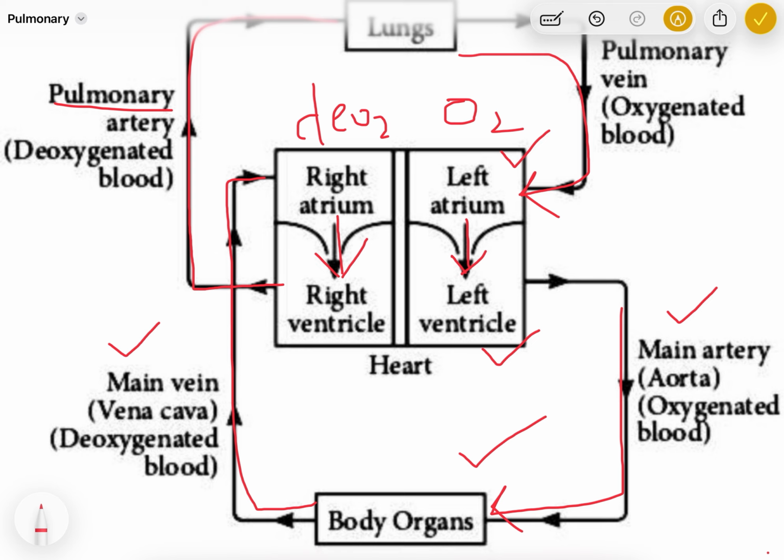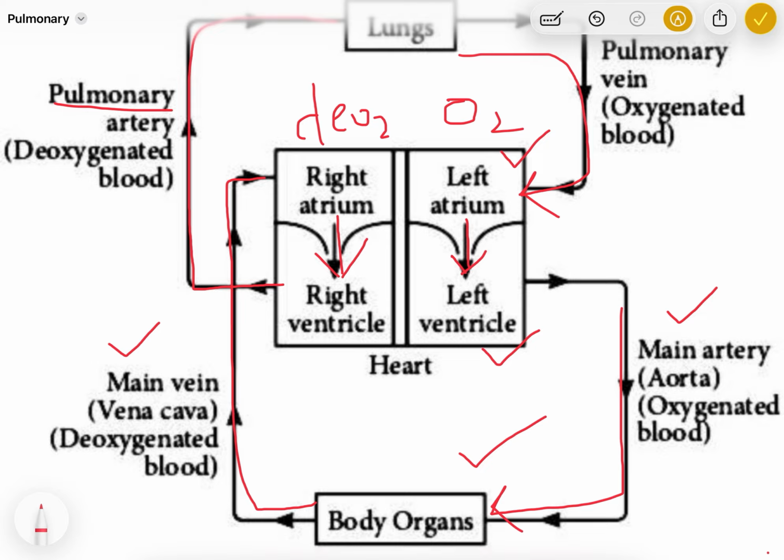I'll repeat it again. Lungs to left atrium through the pulmonary vein, left atrium to left ventricle, to different body parts through the main artery or aorta. So this is the transfer of blood, deoxygenated and oxygenated.